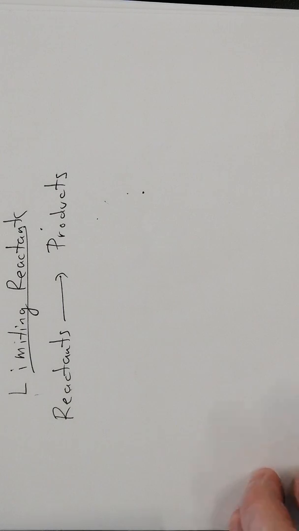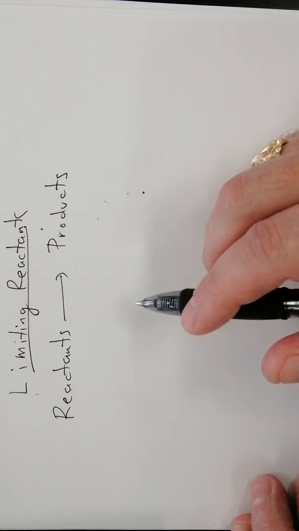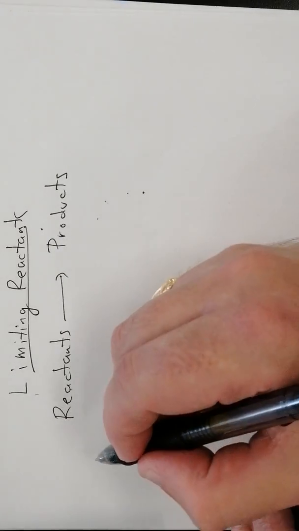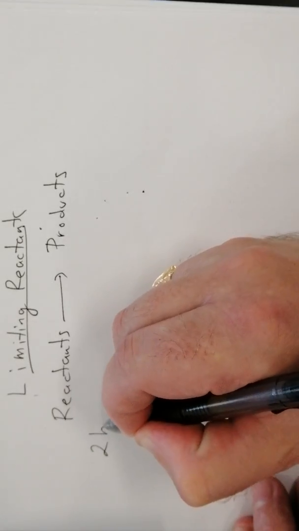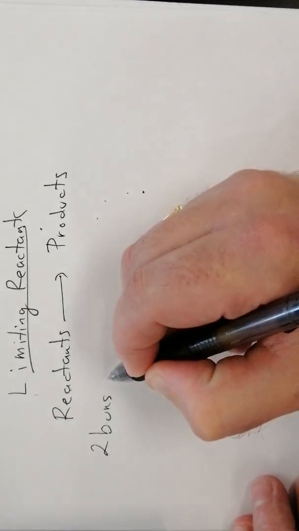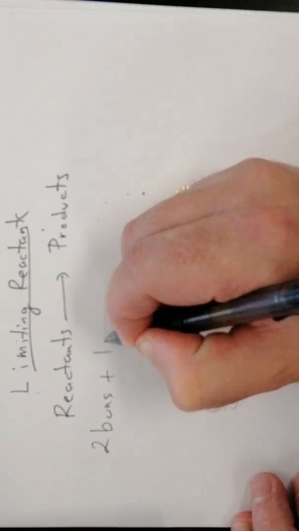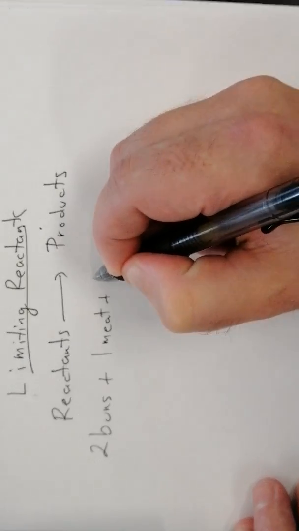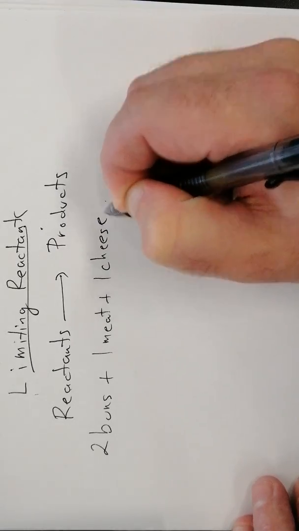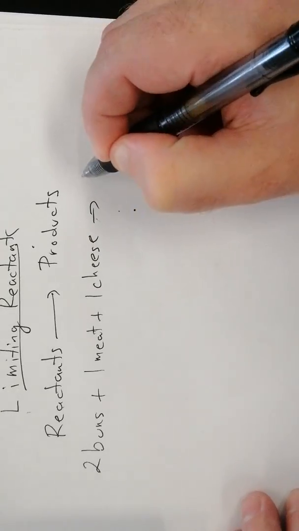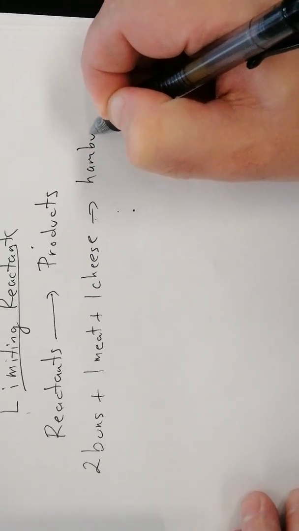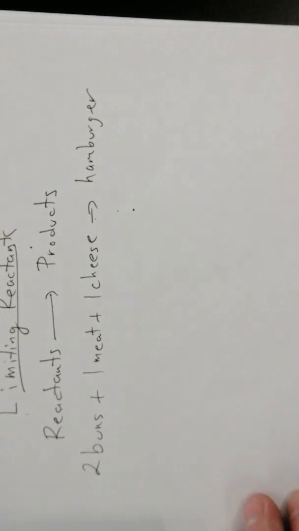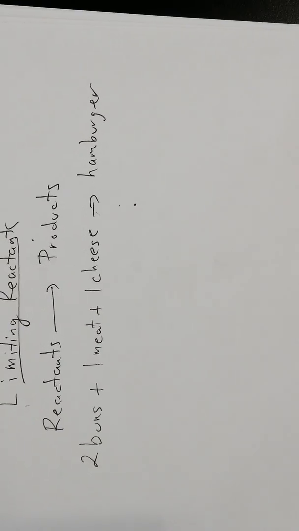So if we use a simple analogy from cooking, it's like 2 hamburger buns plus 1 piece of meat, or 1 patty, plus 1 piece of cheese, and that will give us a delicious hamburger. So there's kind of our chemical formula for making a hamburger.